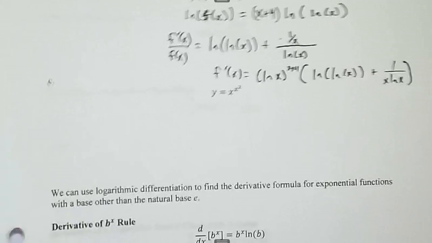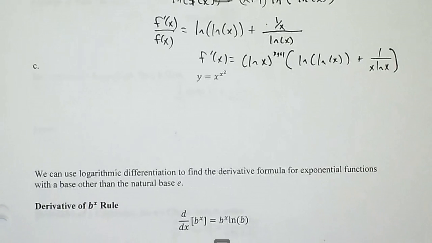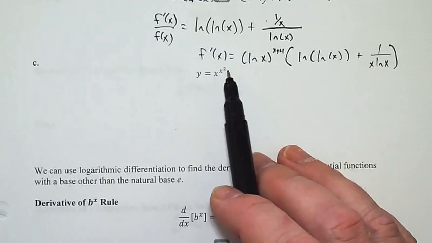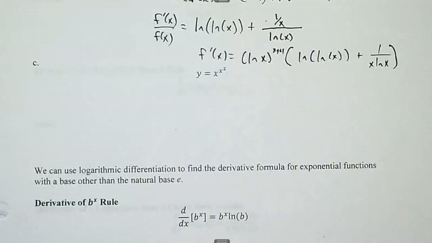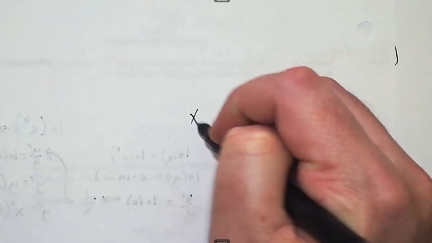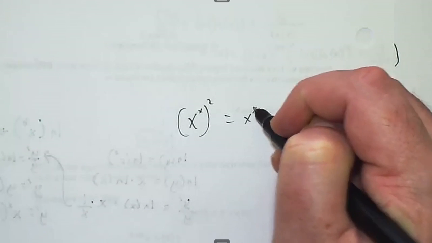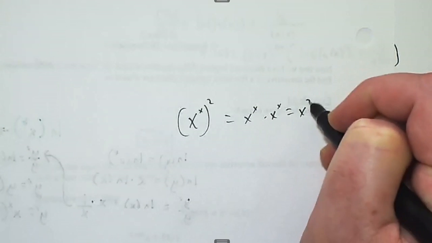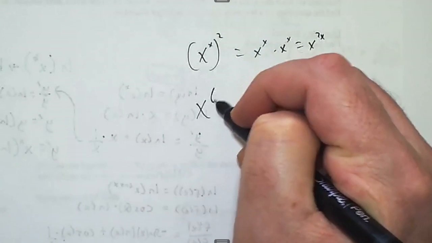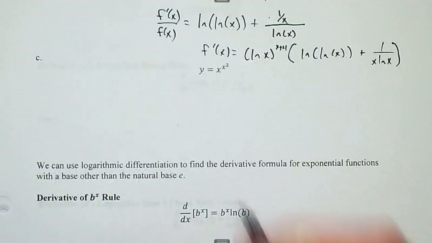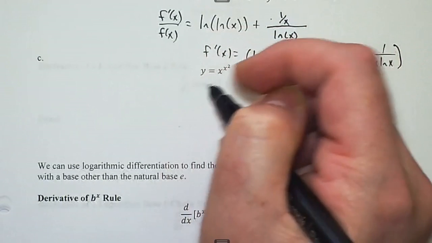All right. y equals x to the x squared. Now, keep in mind, I cannot say, oh, power to power, that must be x to the 2x. I can't say that. If I had x to the x, squared, that would equal x to the x times x to the x, which is indeed x to the 2x. But that's not what this is. This is x to the x squared power, which is different. So I need to use the natural log.